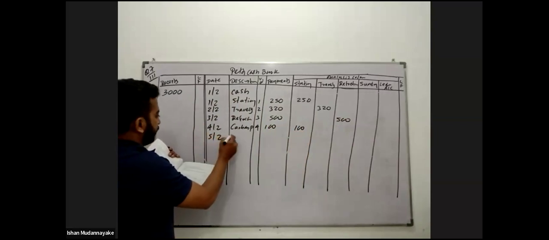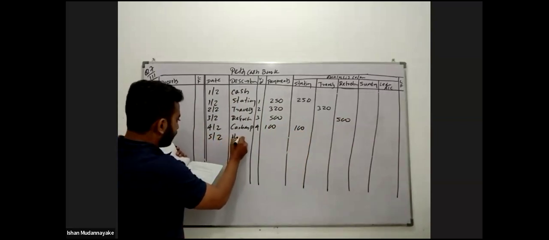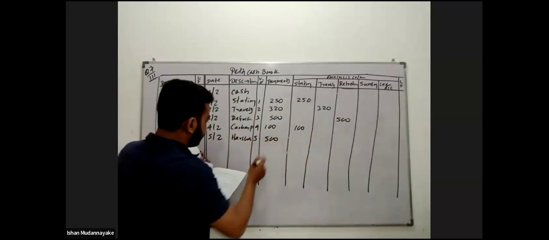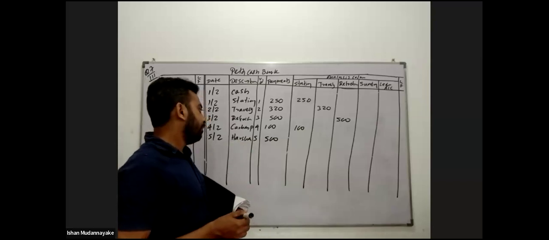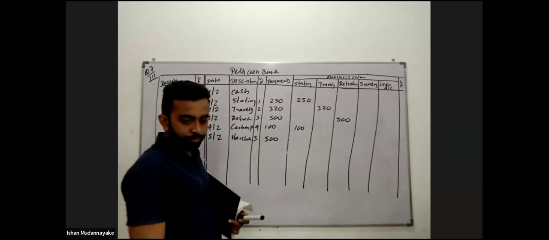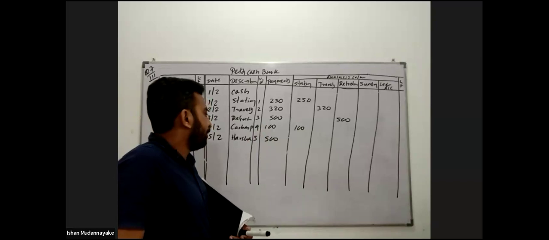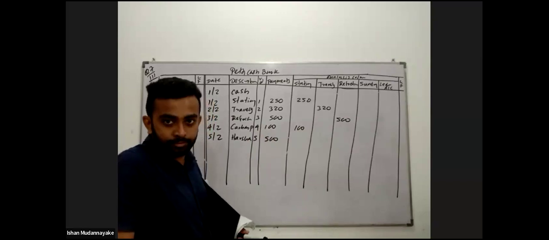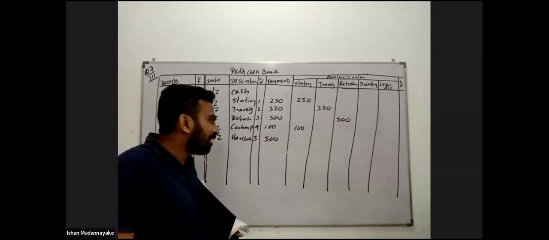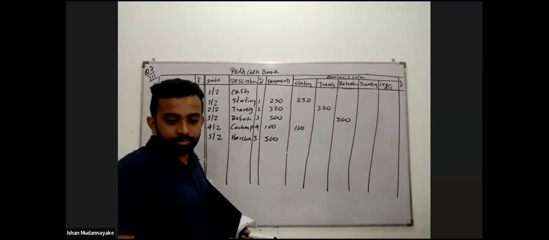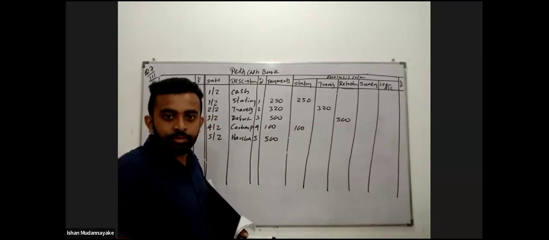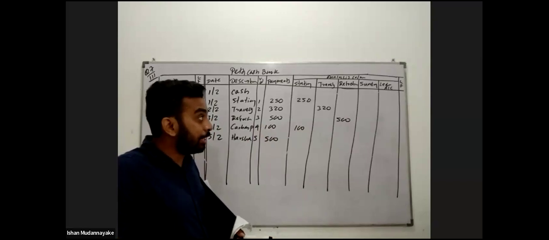5th February, payment to Harsha, 500. This payment to Harsha, you only record under the ledger account. For payments to some party where the responsible person is the accountant, but paid by the petty cashier, those payments we need to categorize under ledger accounts.